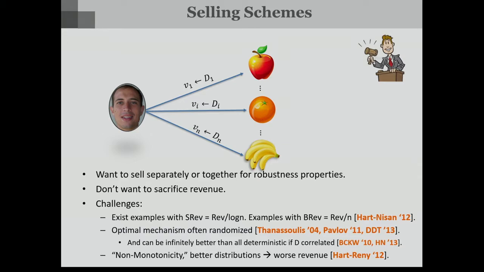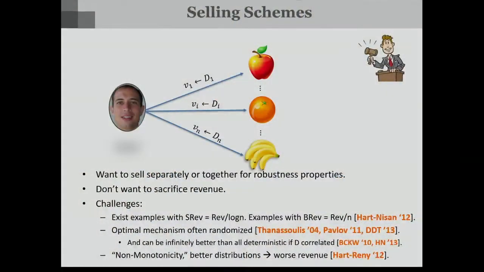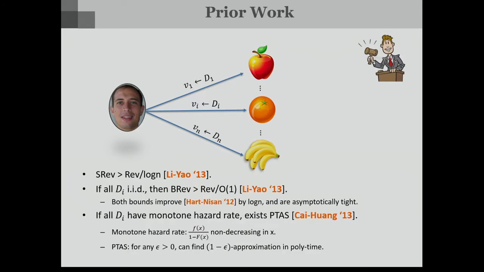The last challenge is a really weird phenomenon called non-monotonicity, where the following can happen. Maybe you start with a product distribution over values for 2 items, and then you go through some advertising campaign and you make everyone in the population like both of your items strictly more than they did before. Now it can be the case that the optimal mechanism for this new distribution has worse revenue than the distribution you started with. It's really bizarre that this can happen, but it can. So basically, I just wanted to highlight that there are some formal barriers to this, and that's why this has been a challenging problem for a while.